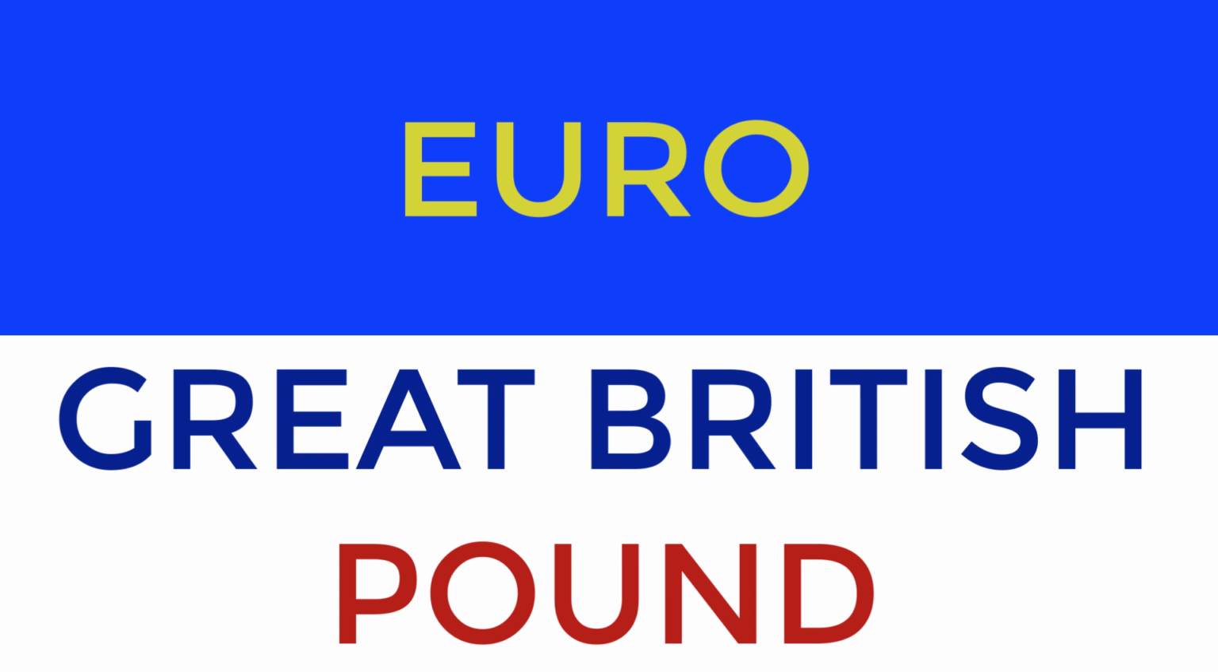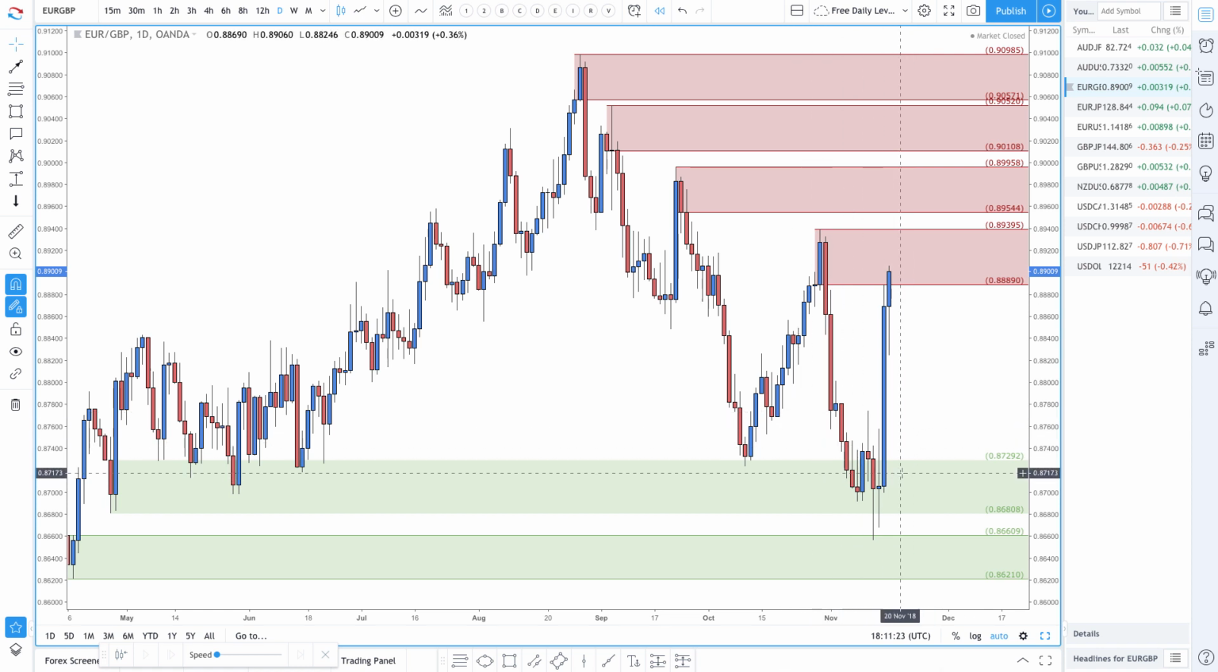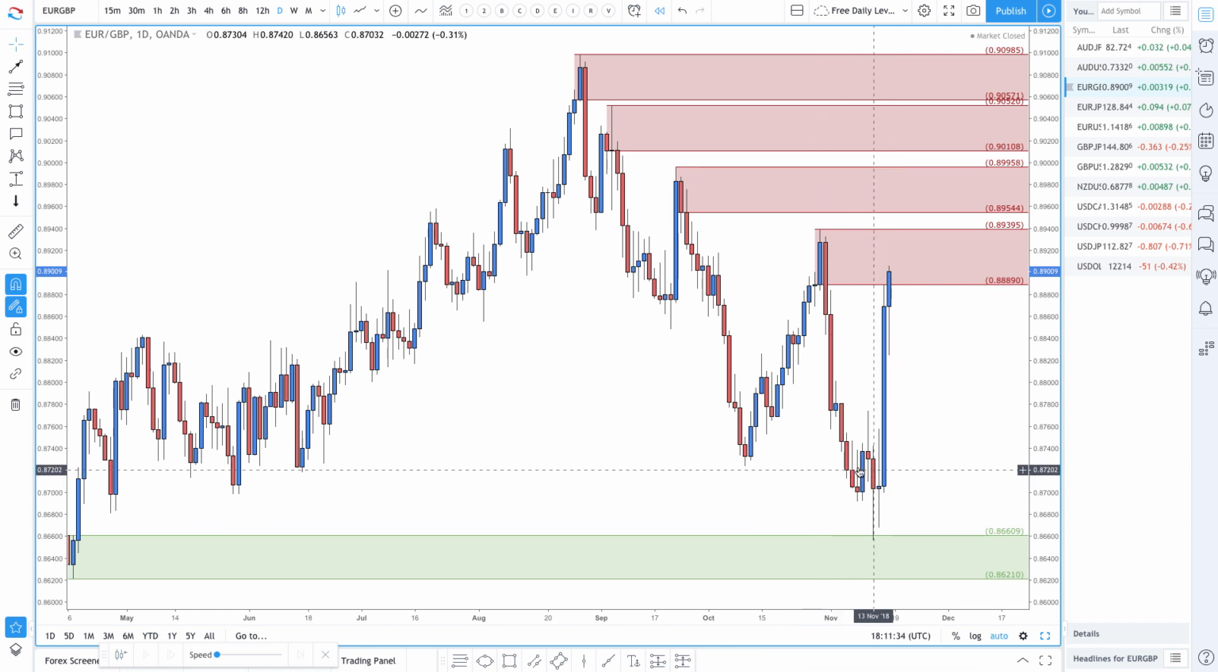Euro pound. This is going to be a very volatile pair leading up to Brexit. So prices kind of broke through that supply zone. We did have prices touch this demand zone, so we can delete this demand zone here. Demand zone pretty much held anyway. But now we've created a new demand zone here.